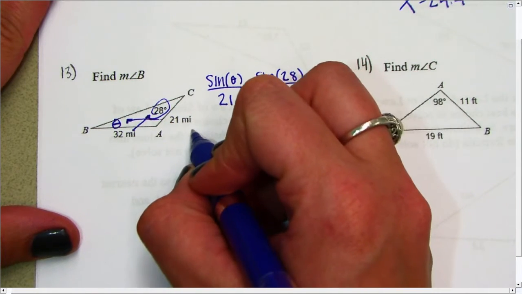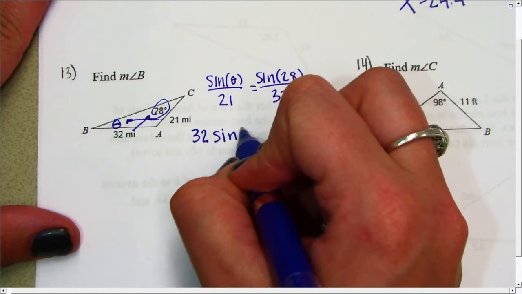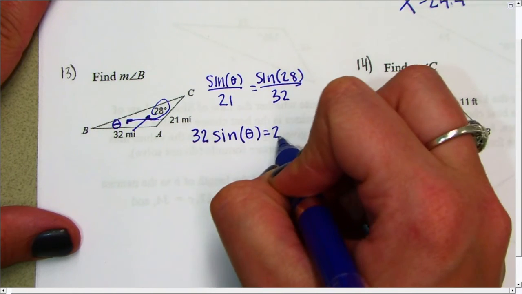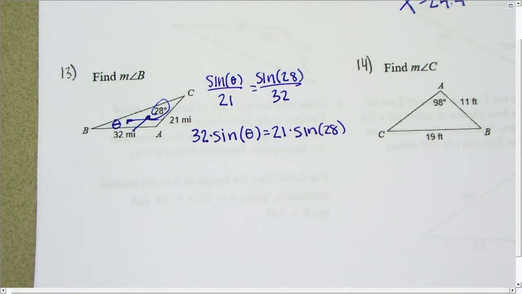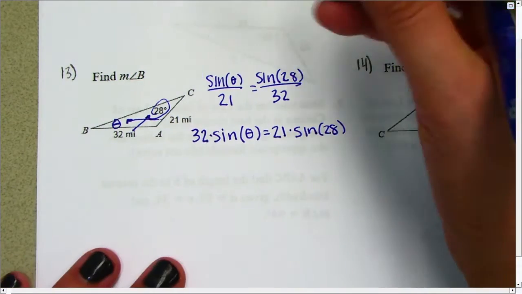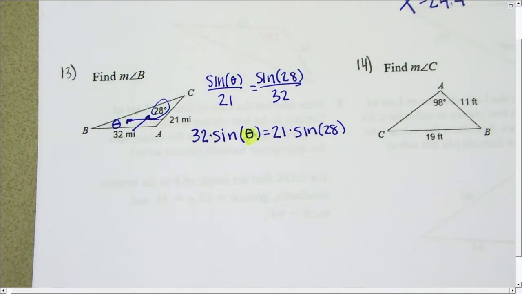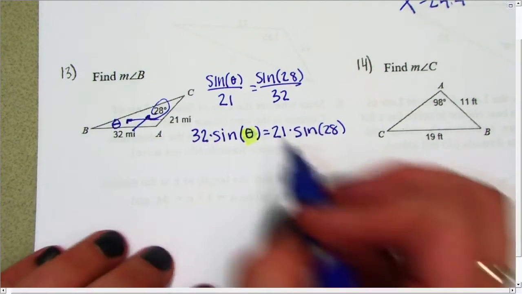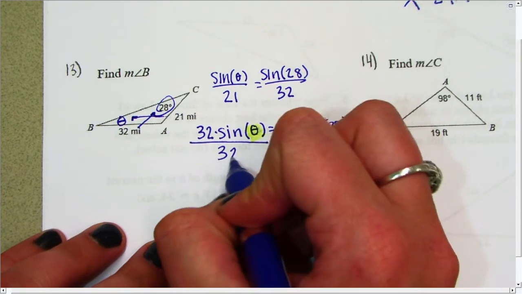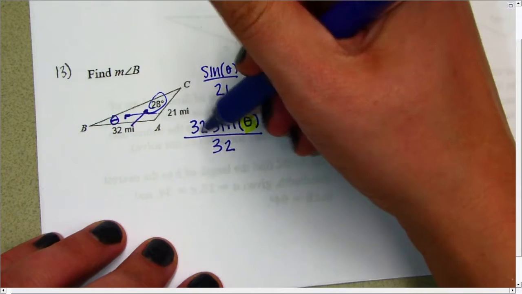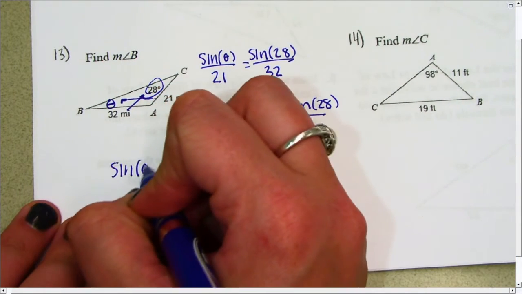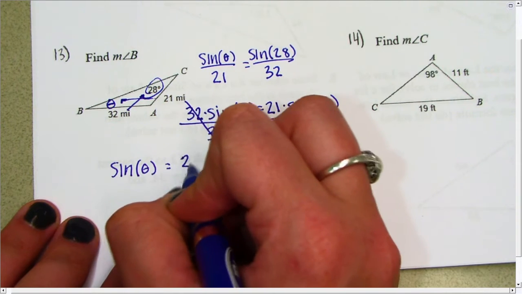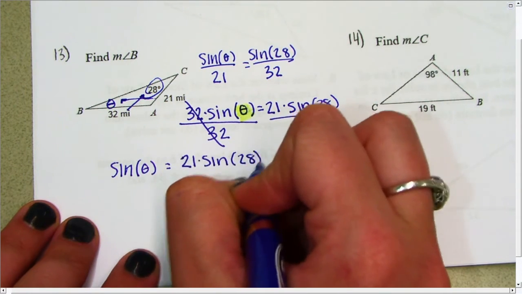So 32 times sine of theta is just 32 sine of theta equals 21 times sine of 28. Again, our goal in these problems is to solve for our theta, but we can't isolate theta yet. So the first thing I need to do is get rid of the 32. So I'm going to divide both sides by 32, causing this to cancel. And I'm left with the sine of theta equals 21 times sine of 28 over 32.